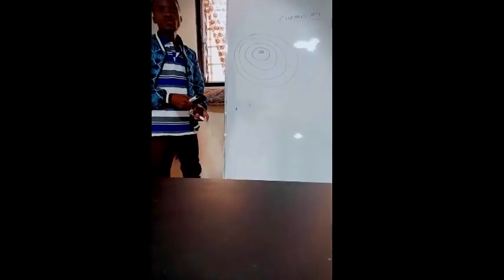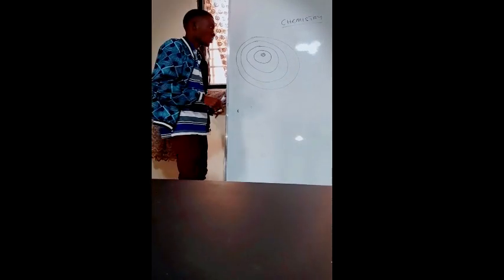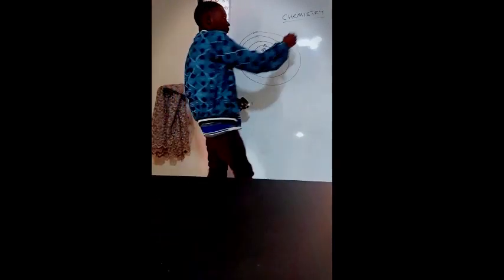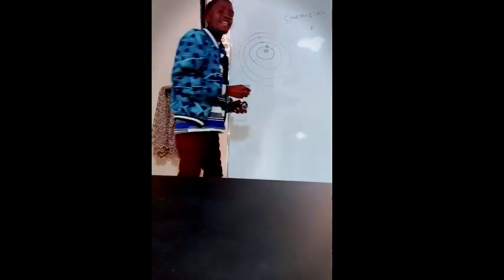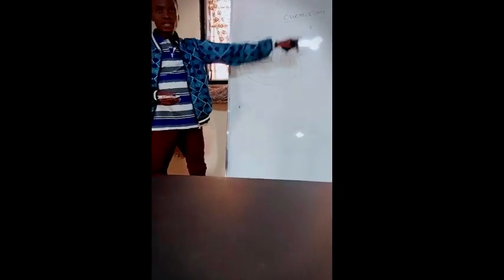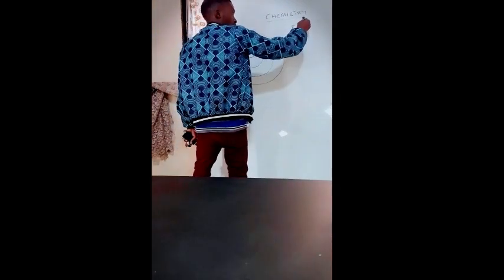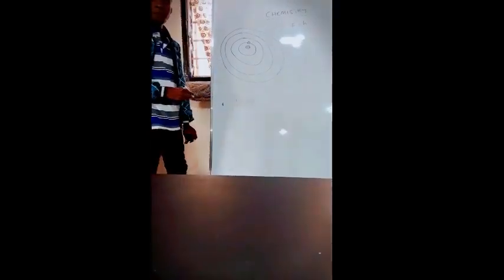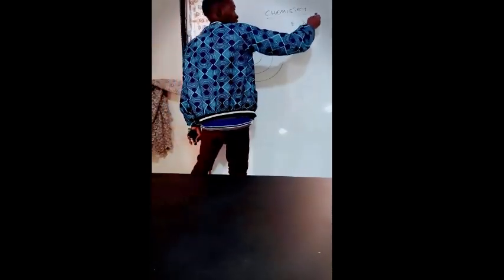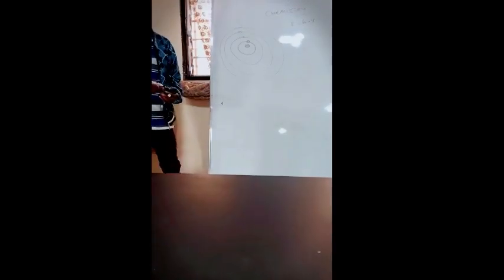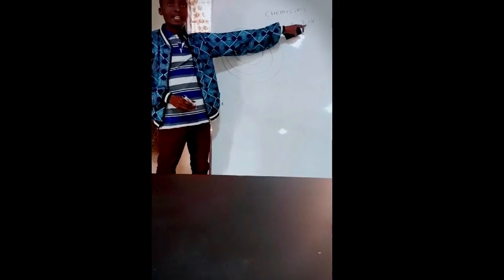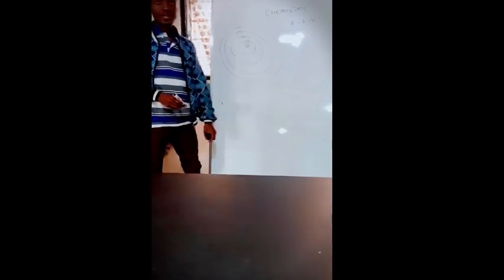According to Bohr's model, energy can be calculated using the formula: energy is equal to the Planck's constant multiplied by the frequency. Energy can be calculated if we multiply the Planck's constant with the frequency.